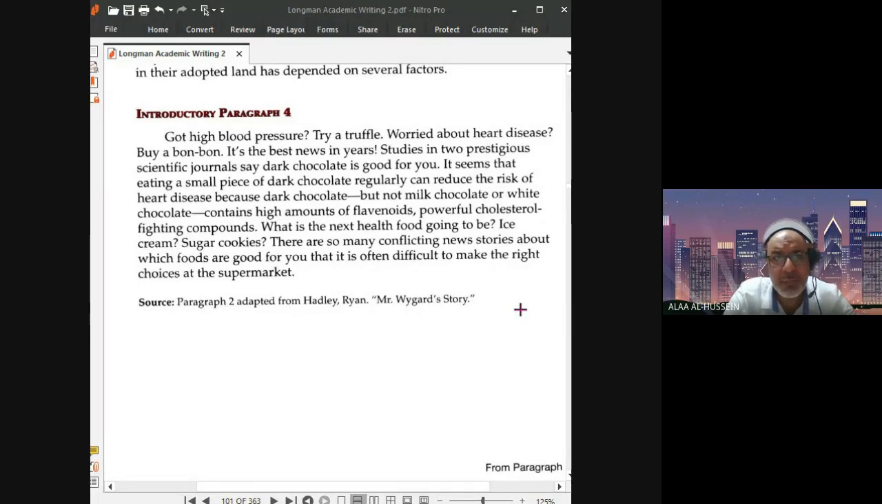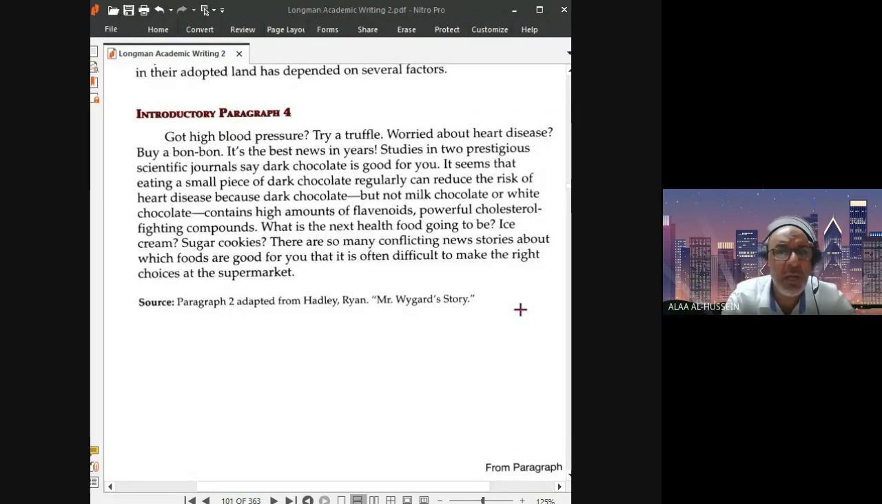Listen to me while reading this final paragraph, and then I'll ask you which type of introductory paragraph each one of them is. Got high blood pressure? It's a rhetorical question. Try truffle. Worried about heart disease? Buy a bonbon. It's the best news in years. Either we say news or news, both are correct. Exclamation point, so we should read it differently.